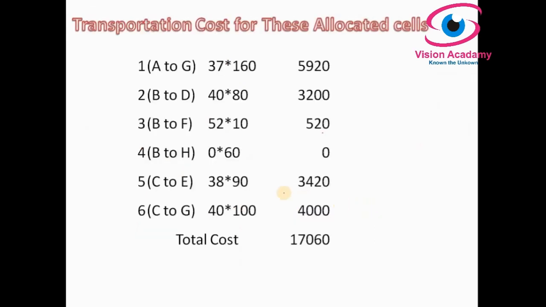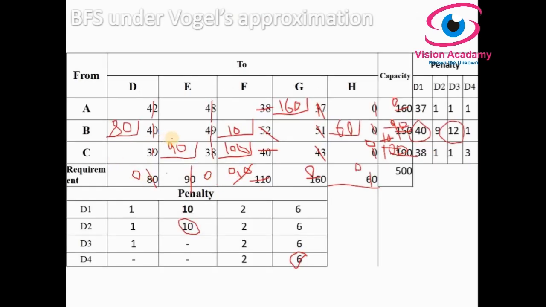So after this, let us calculate the transportation cost under Vogel's approximation method. We have made 6 allocations: 1, 2, 3, 4, 5 and 6.